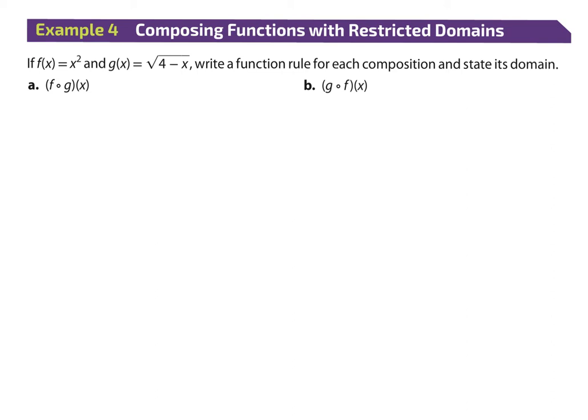I cannot subtract anything that is bigger than 4 or I will get a negative number there, right? So I could say 4 minus x has to be greater than or equal to 0. If it's less than 0, we have a problem, right? Subtract your 4. Divide by negative 1. X has to be less than or equal to 4. That is my domain restriction, meaning my domain looks like this. All right? My domain looks like this.